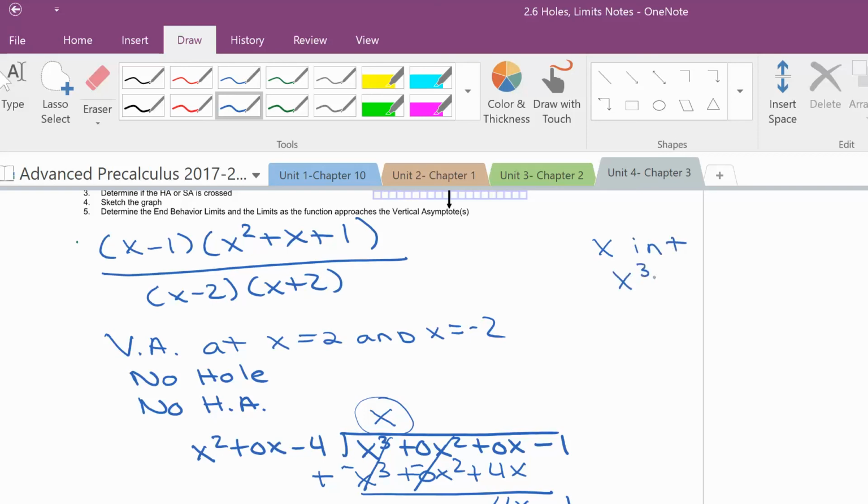Set the numerator equal to 0. So you get x to the third is equal to 1. The cube root of 1 is just 1. It's not plus or minus because it's not an even root. So the x-intercept is at (1, 0).